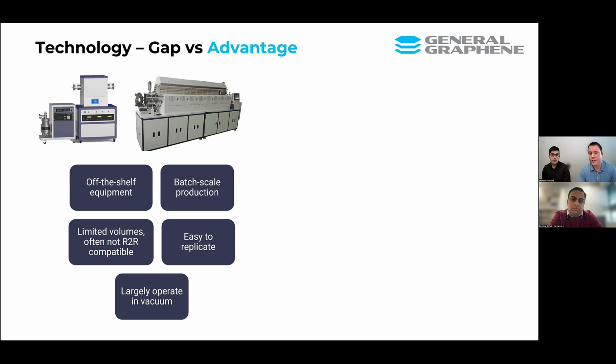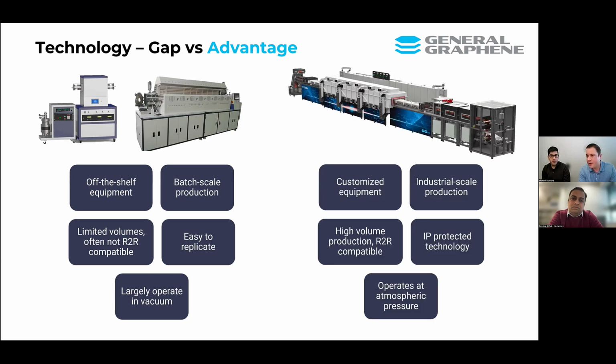Although there are demonstrations of doing this at atmospheric pressure. Then we have our roll-to-roll compatible CVD system, and this is customized equipment. It's really meant for large industrial scale production of monolayer graphene, producing at high volumes, with roll-to-roll compatibility, as I mentioned. And we have multiple patents to IP protect this technology, and it operates under atmospheric pressure.